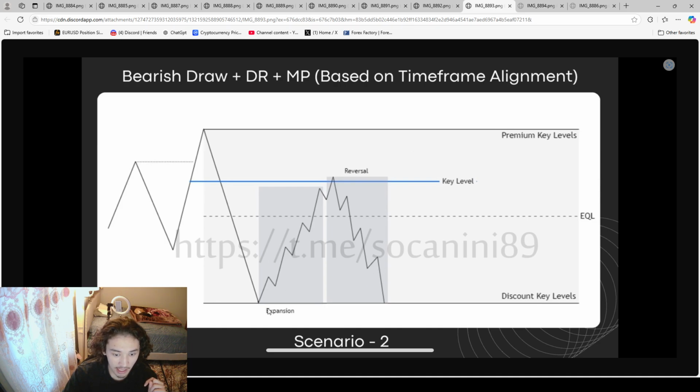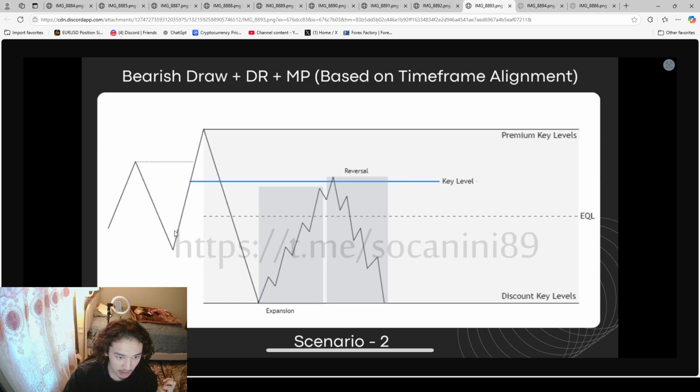So if you would have taken that, you would have lost, right? Because the market would have eventually expanded back up into a premium key level and eventually come down, right? So you would have had a loss. That's why, if you're selling at a discount, you want to get out quick, right? You have a day or two to it, right?